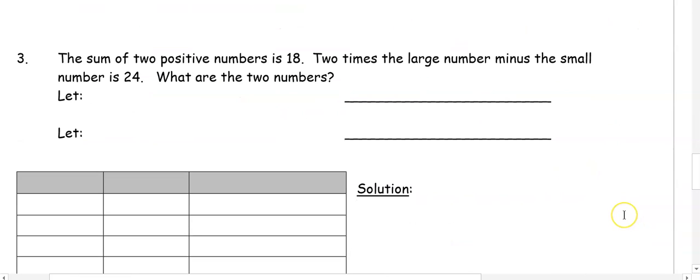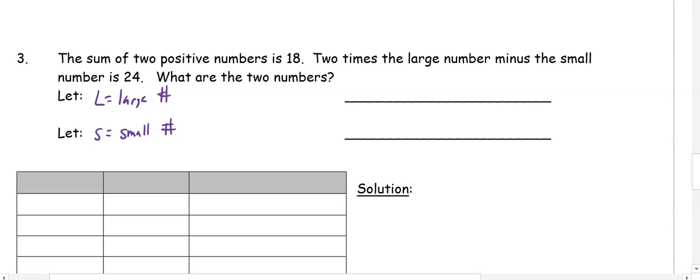So let's try another with the large and small number. In number 3, the sum of two positive numbers is 18. 2 times the large number minus 3 times the small number is 24. What are the two numbers? So again, our variables here are going to be large and small. L is the large number and S is the small number.